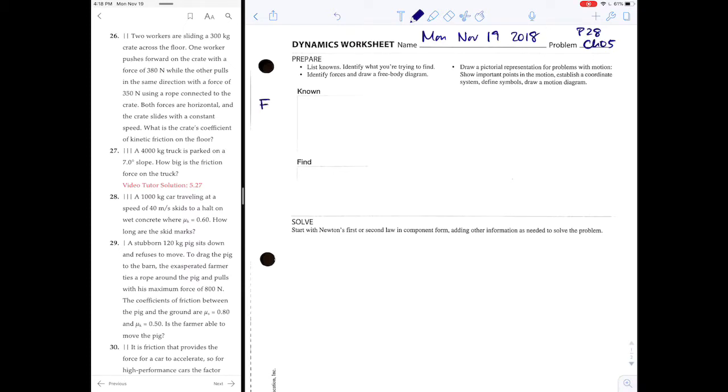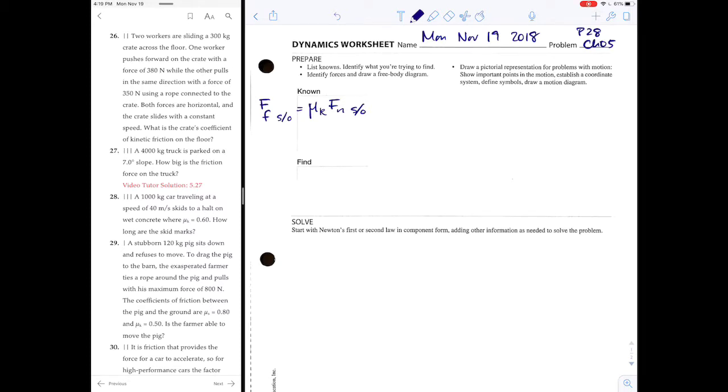So we know that the force of kinetic friction on an object from a surface is equal to the coefficient of kinetic friction times the normal force on the object from that surface. So we're going to do problem 28. Let's read it. That's the first step. A 1,000 kilogram car traveling at a speed of 40 meters per second skids to a halt on wet concrete, where the coefficient of kinetic friction, mu sub k, is 0.60.